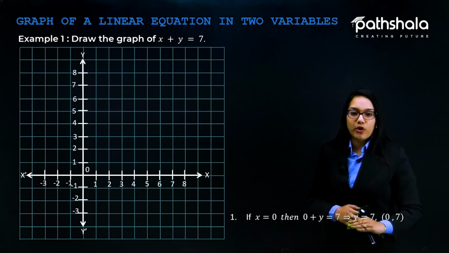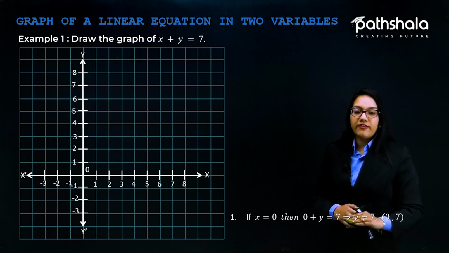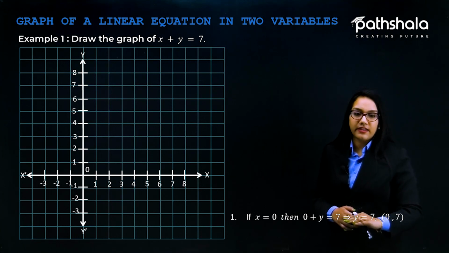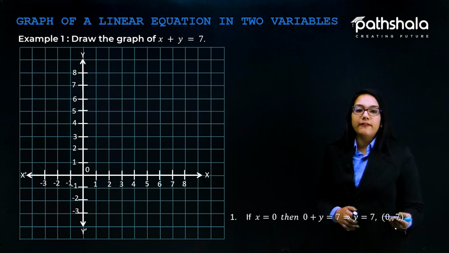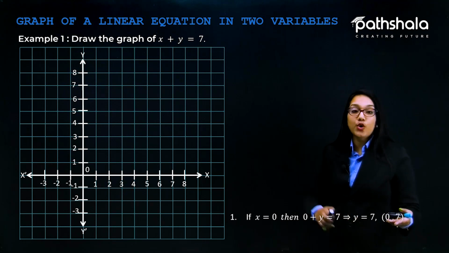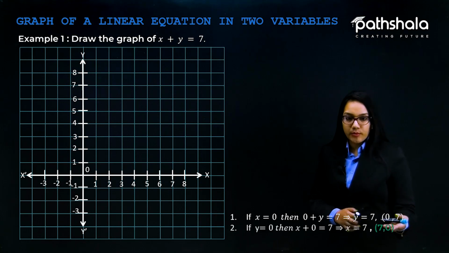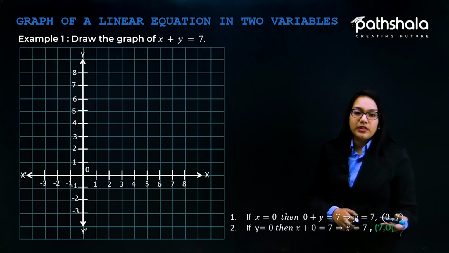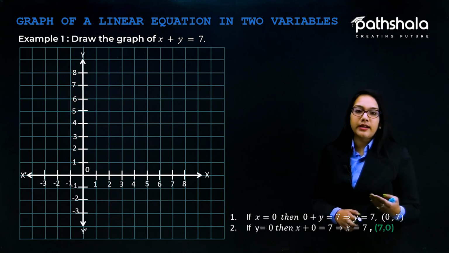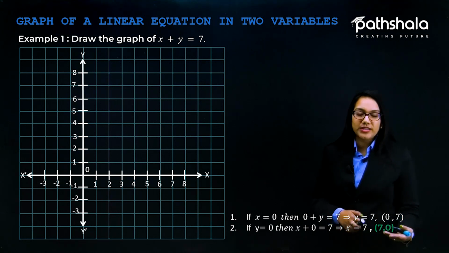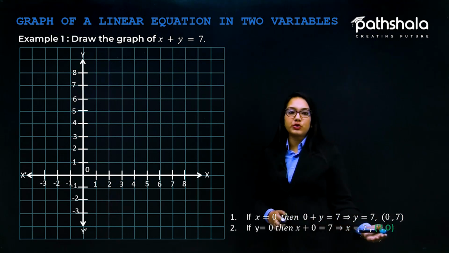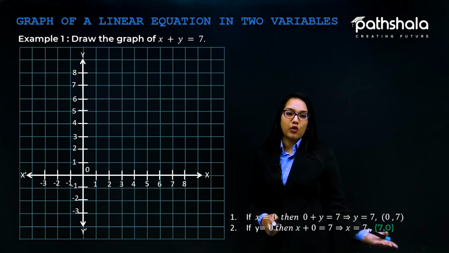Let us first take x is equal to 0. If x is equal to 0, then 0 plus y is 7, so y is equal to 7, which means the very first solution is (0, 7). Further, if I take y as 0, then x plus 0 is equal to 7 and x is equal to 7, which means (7, 0). So we have two solutions, (0, 7) and (7, 0).